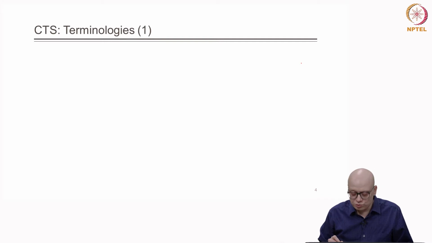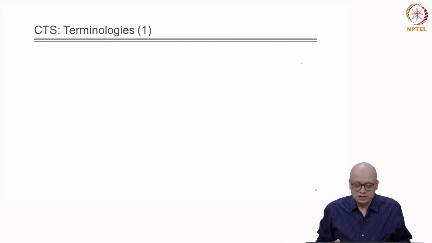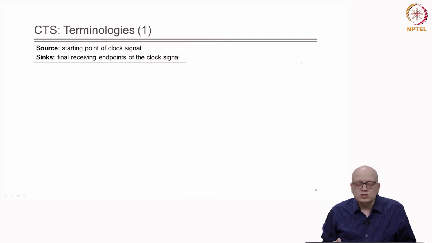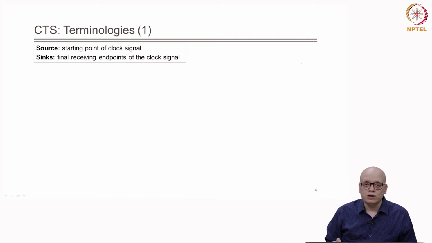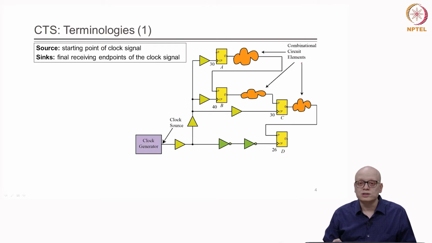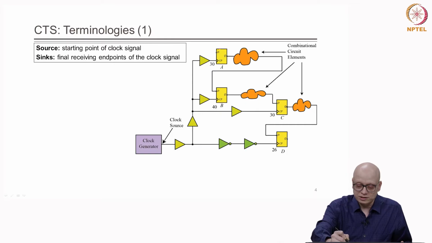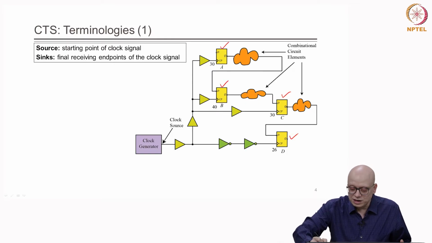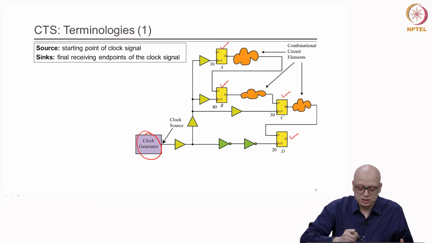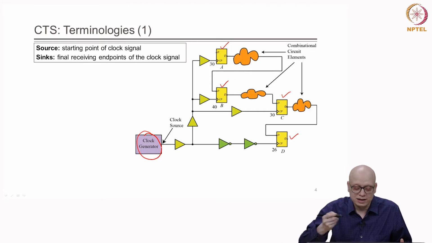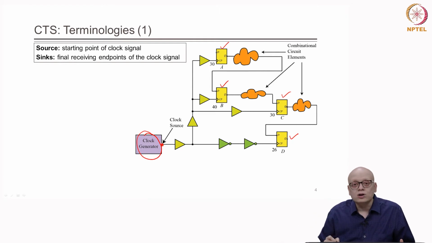Now, let us look at a few terminologies related to CTS. So, what is a source? The source for a clock is the starting point of the clock signal, and what are sinks? Sinks are the final receiving endpoints of the clock signal. For example, if we look into this structure, here there are these flip flops, and these are being clocked by this clock generator. So, the clock generator is basically generating the clock signal, and therefore, this pin of the clock generator can be considered as the clock source.